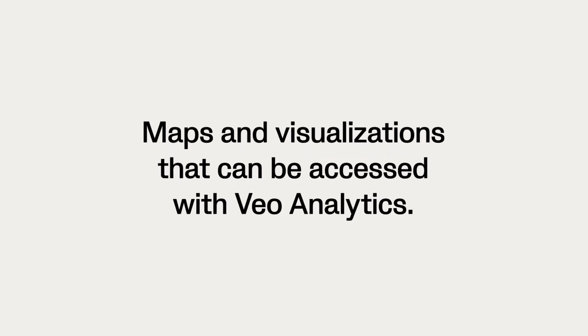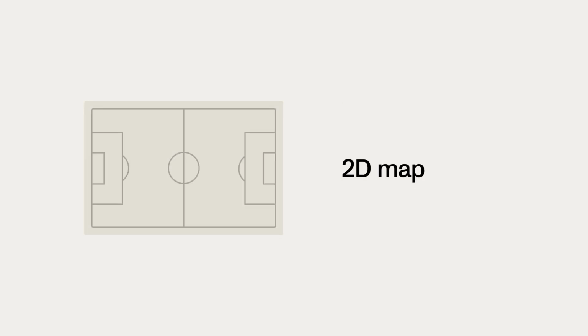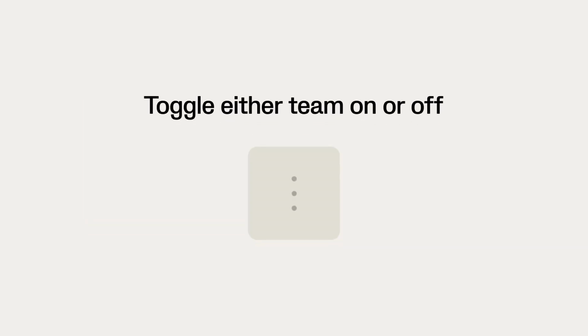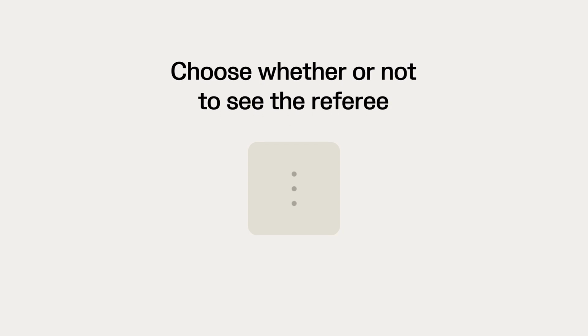In this video, we'll show you the maps and visualizations that can be accessed with Veo Analytics. In the upper right corner of the video player, you can find a 2D map. The 2D map gives you a real-time representation of player position during the game. By clicking on the three dots, you can toggle either team on or off, and you can also choose whether or not to see the referee. The 2D maps can be expanded, minimized, or turned off completely.